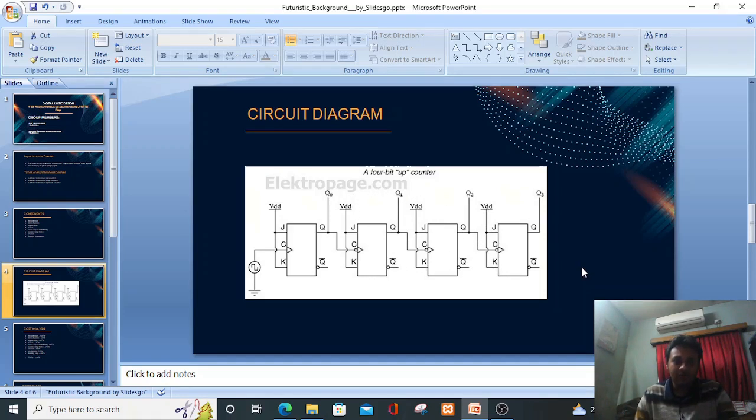So we have to understand what is the benefit of making a 4-bit asynchronous up counter. A 4-bit asynchronous up counter can be used for making digital clocks. So if you want to make a digital clock, you can use a 4-bit asynchronous up counter. This is a very basic and common use of it.